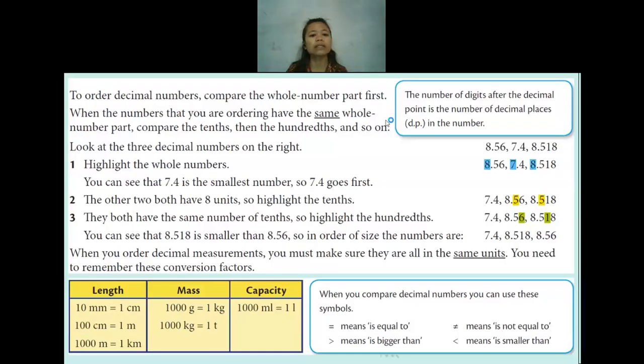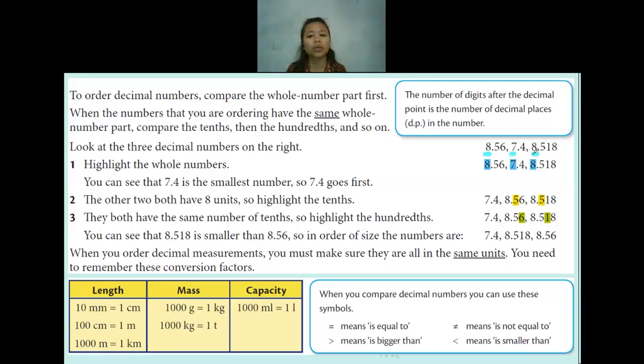Here, to order decimals, you have to be able to notice which decimal is smaller and which one is bigger. Here there are already 3 examples of decimals: 8.56, 7.4, 8.5, 8.518. To check, you can compare the one's unit.